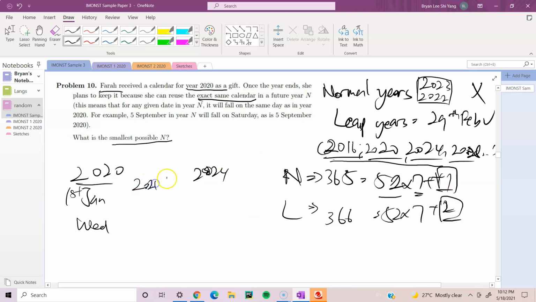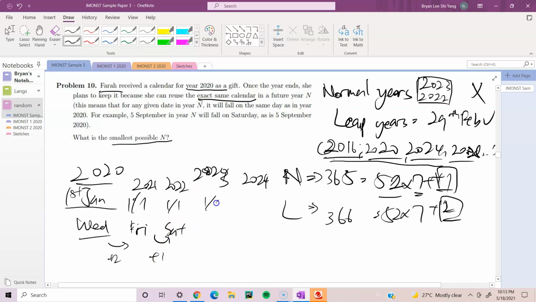Okay, 2021, 2022, 2023, and then 2024. So if in 2020 the 1st of January falls on a Wednesday, then in 2021, because of the plus 2 days, it will be on a Friday. And then for 2022, because it's a normal year, we just plus 1, so it will be on a Saturday. And then 2023, also plus 1, will be a Sunday. And then 2024, also plus 1, is a Monday. So as you can see here, from one leap year to the next, we add 5 days, right?